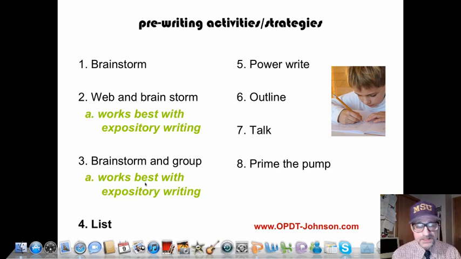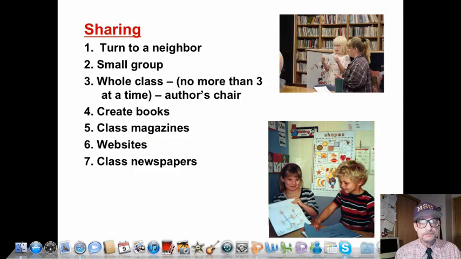We're familiar with brainstorming. Simply turn to a neighbor. Okay, what are you going to write about today? All right, turn to your neighbor, share at least 2 ideas. When you've done that, then you can begin writing. List. What do you want to write about today? Write 3 things. And then you can begin writing. Or we're going to write about what makes us frustrated. When you've got 3 ideas listed at the top of the page, then you can begin to write.